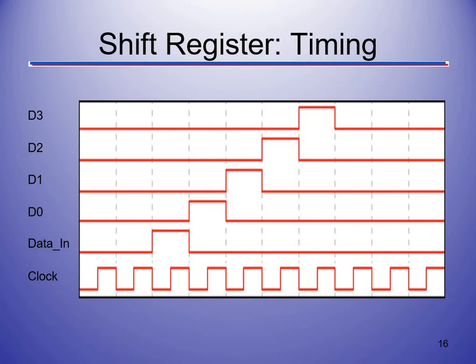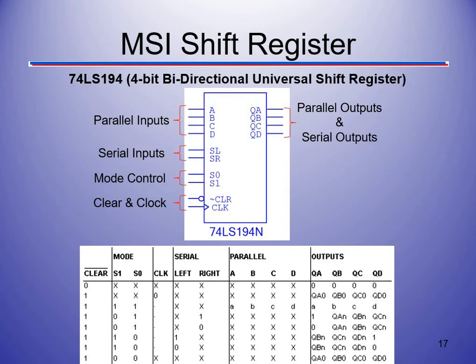We're shifting that data through from our LSB, our least significant bit, all the way through our most significant bit. It's very important that we understand that. Now we have a special chip that can do that for us for medium scale integration, MSI. We have a 74LS194. So we can have 4 parallel inputs, A, B, C, and D, or we can have a couple serial inputs. We can have our mode control, and we have our clear and our clock.